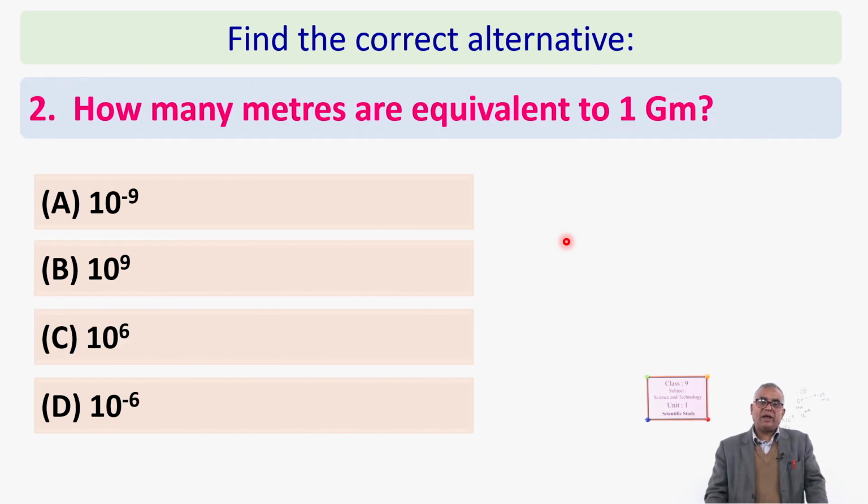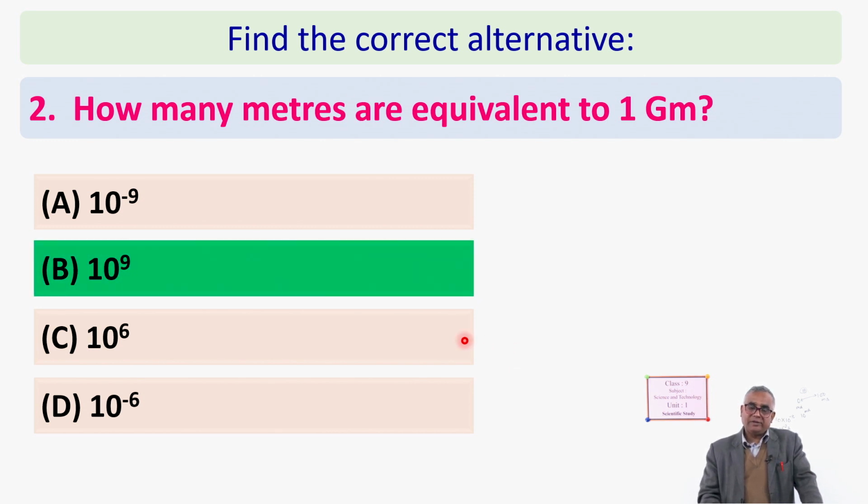How many meters are equivalent to 1 gigameter? Is it gram? GM? No, it is gigameter. You have to find out how many meters is equal to 1 gigameter. Don't say gram. For gram there should be only G, not GM. Sometimes GM is also used, but it is not good. Here it is gigameter. So just put the value of giga. Mega, giga, tera. Yes. That is what you have got. It is 10 to the power 9.